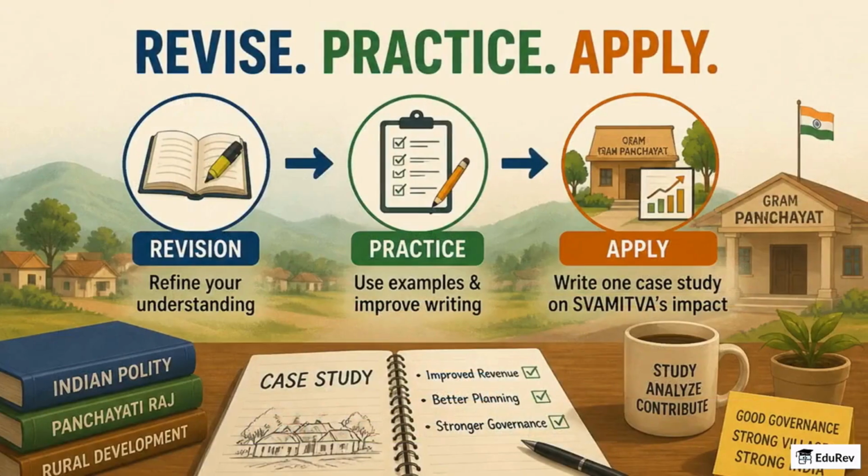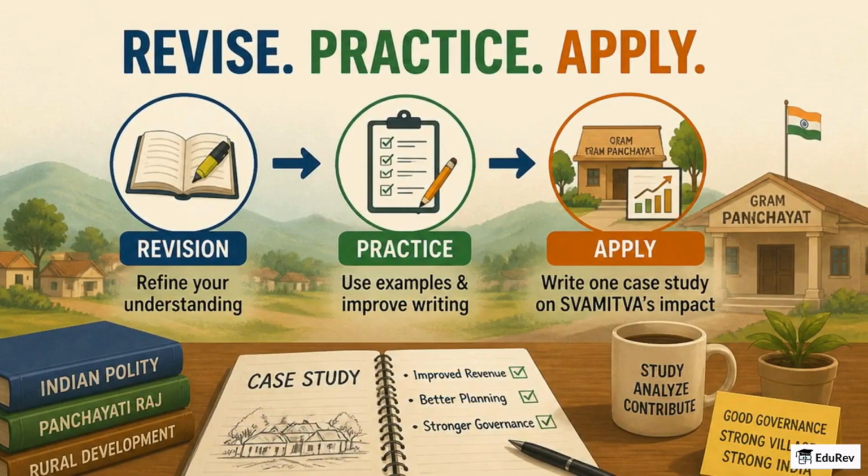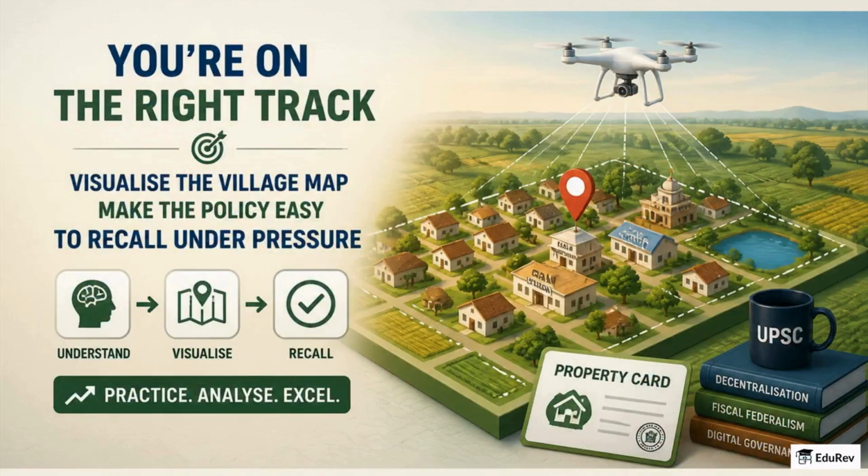Keep revising this scheme with examples and practice writing one small case study where Swamitva improved a Gram Panchayat's revenue or planning. You're on the right track, and visualizing the village map will make this policy easy to recall under pressure.